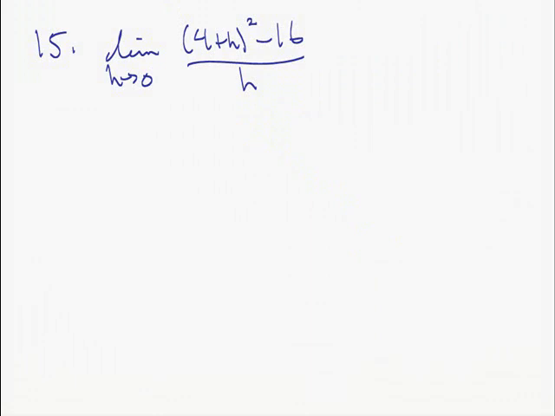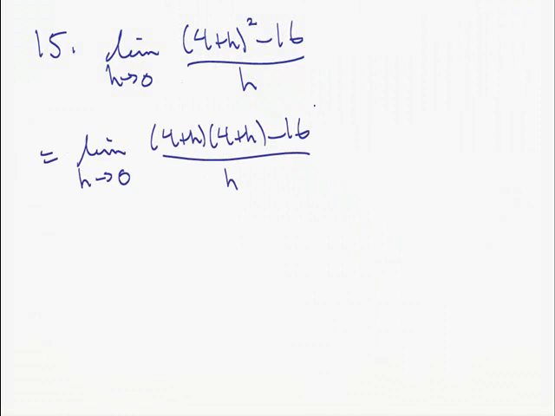What we're going to try and do is find an equivalent algebraic function that agrees with this function everywhere except perhaps h equals 0, and then try and find the limit that way. So we're going to do a little bit of algebra here. This is going to equal the limit as h approaches 0. Let's square out this 4 plus h. So we'll have 4 plus h times 4 plus h minus 16, all divided by h.